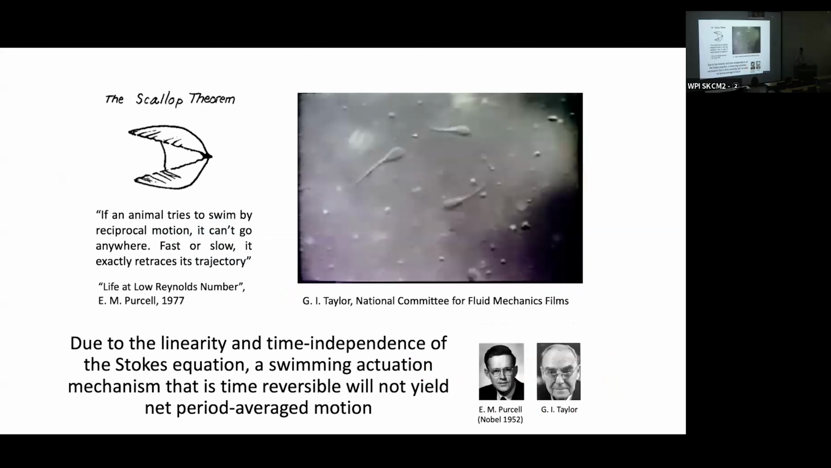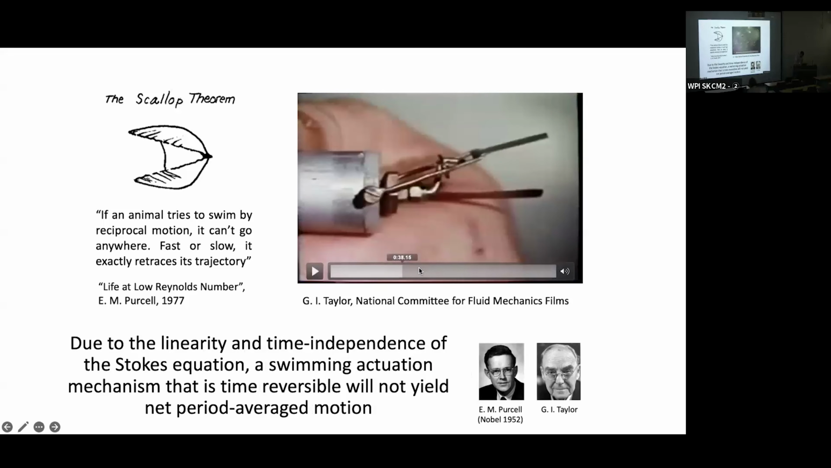So if you're in this field, you know about this movie. You can go online and search for National Committee for Fluid Mechanics films. There are films corresponding to different topics. The one on low Reynolds number fluid mechanics has many famous demonstrations, and it's narrated by one of the most famous fluid dynamicists. I'm not sure if I want to play the sound because the sound is actually a little out of sync with the picture.